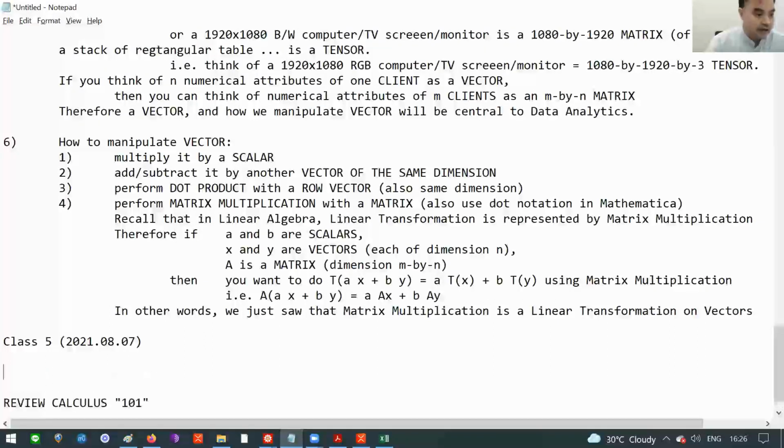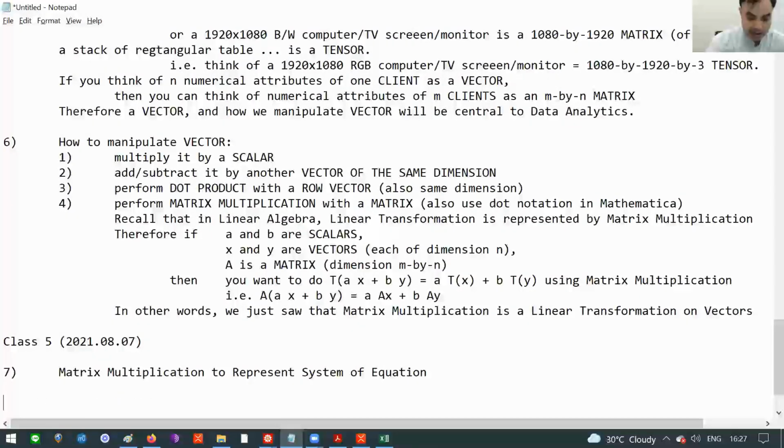Now I'm going to start with 7: matrix multiplication to represent system of equations. 8: solving system of equations.